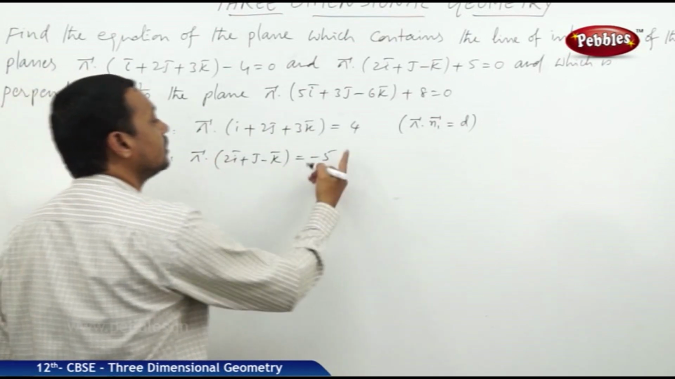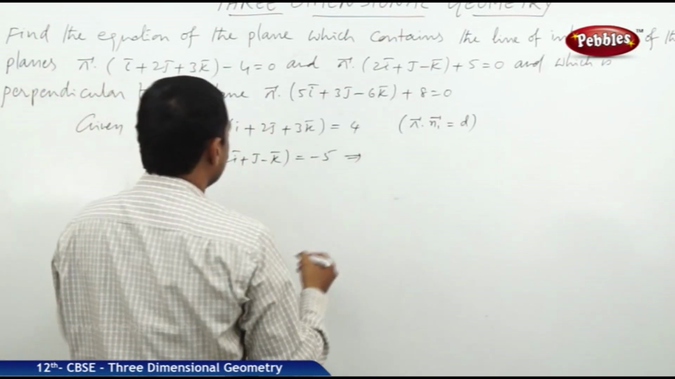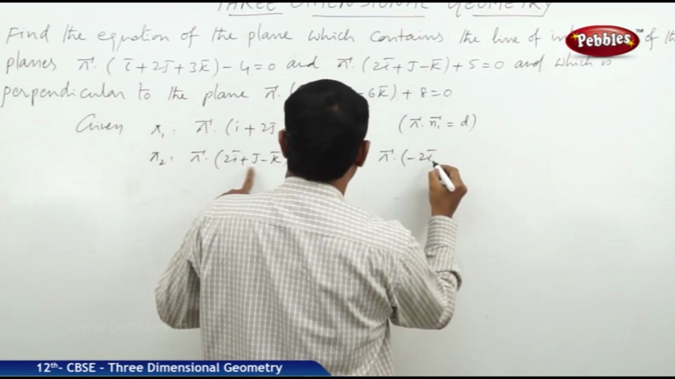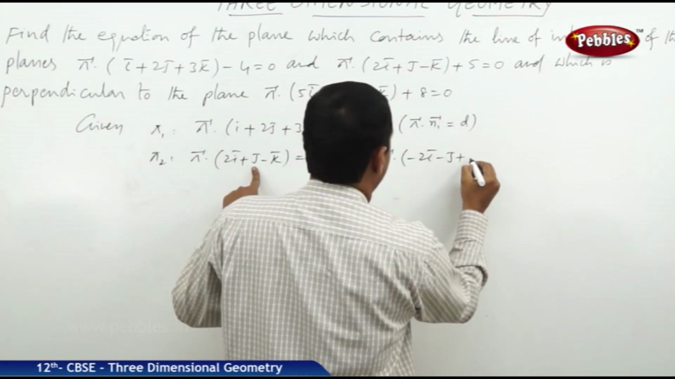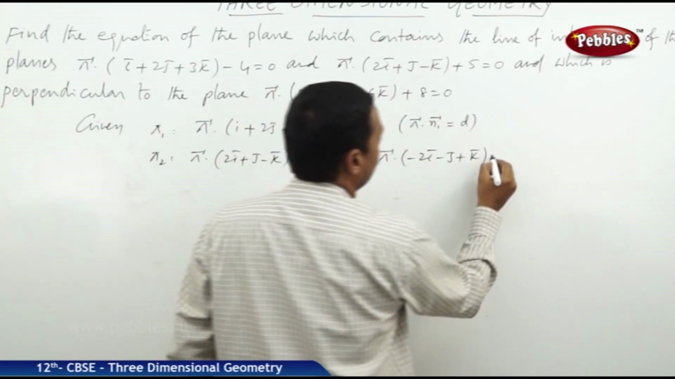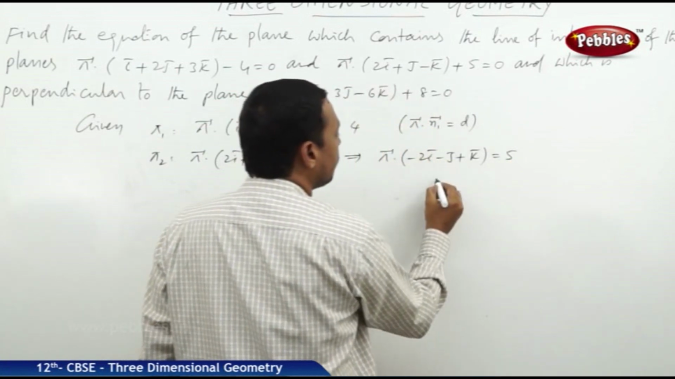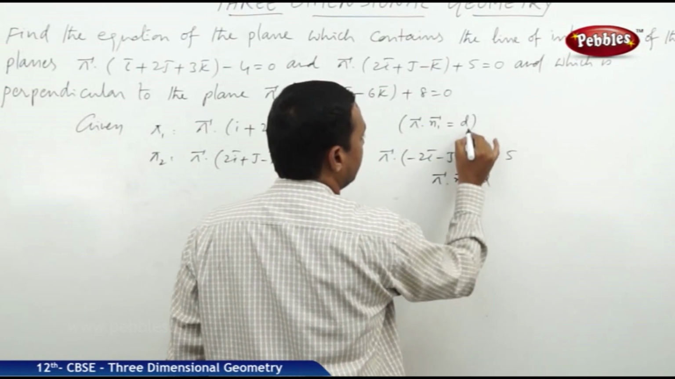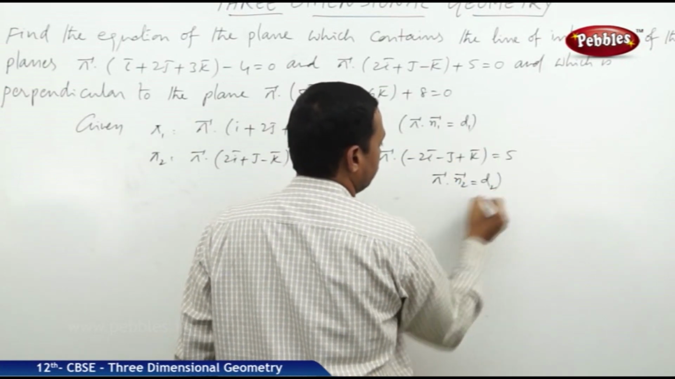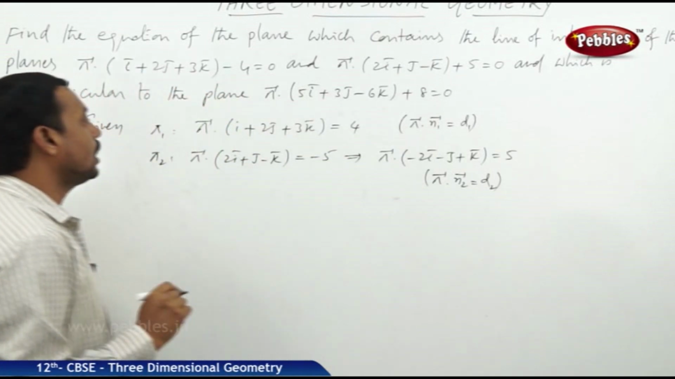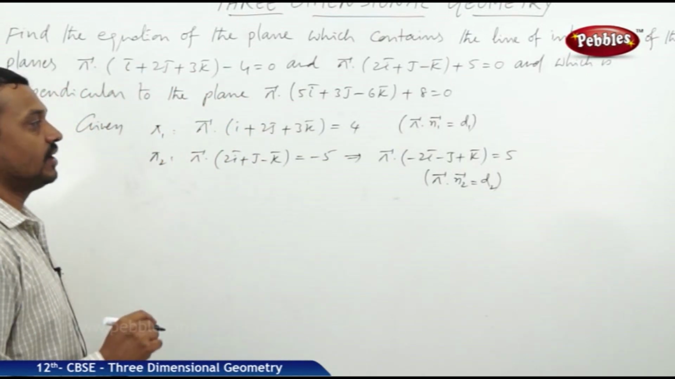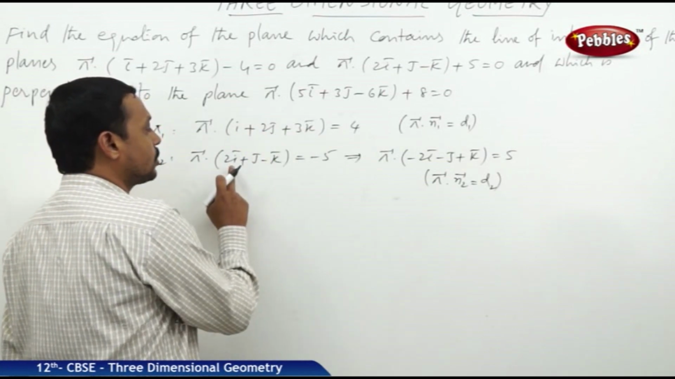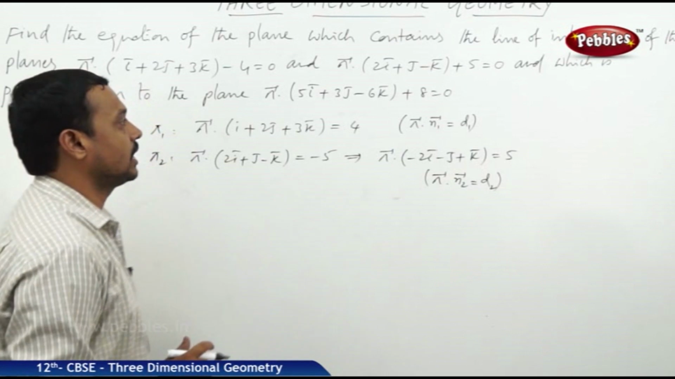Now multiplying with minus sign, then it is r bar dot minus 2i minus j plus k is equal to 5. Now this is in the form of r bar dot n2 is equal to d2. Now these are the two planes given, where n1 is equal to i plus 2j plus 3k and n2 is equal to 2i plus j minus k.